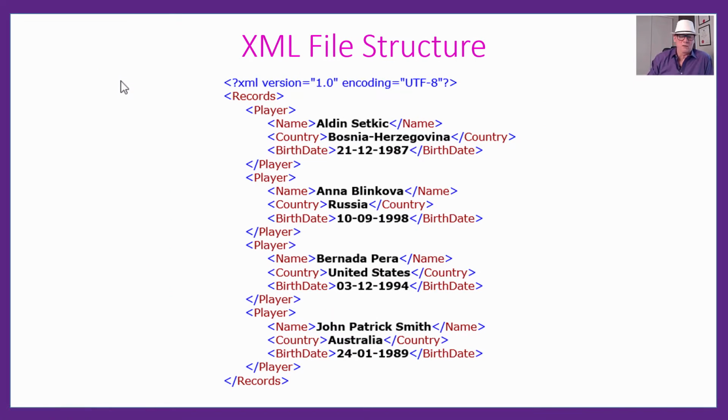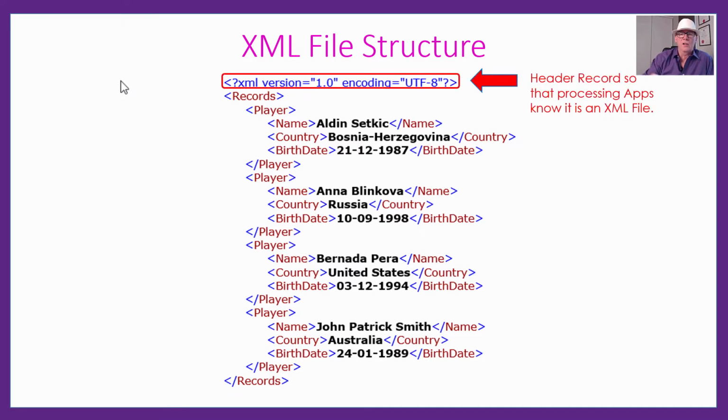It's got that really weird looking stuff on the top. So let's look at that first. That's a header record, and that tells any apps that are processing it, like if you want to read this into Microsoft Notepad, or into Excel, or into a VB.NET program, into Adobe Dreamweaver, that will tell it that, hey, this is an XML file here, and the encoding for the file is UTF-8.